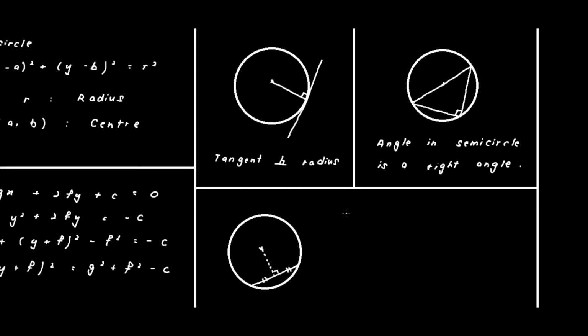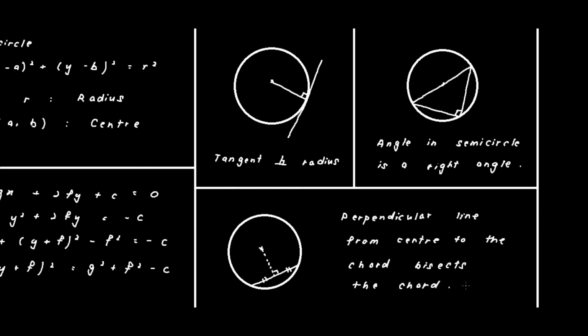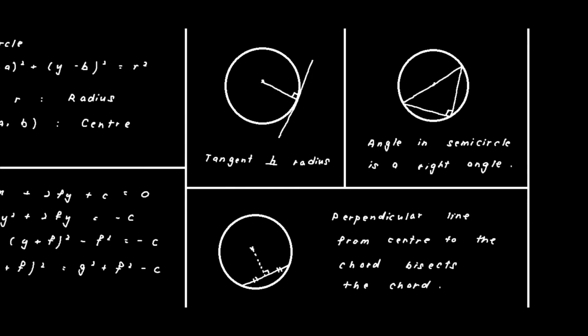Okay, so a perpendicular line from the center to the chord bisects the chord. Bisect means that it divides your chord into two equal parts. Okay, so that's the idea. Alright, so these are some of the properties that might help you in solving your questions.